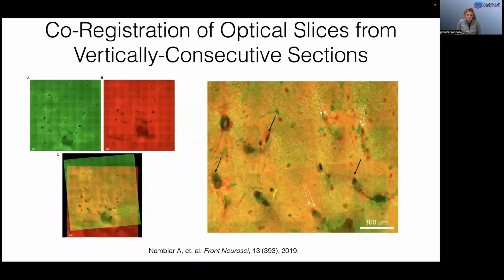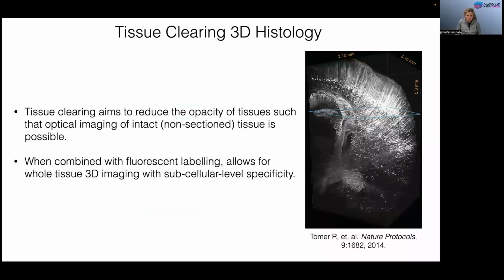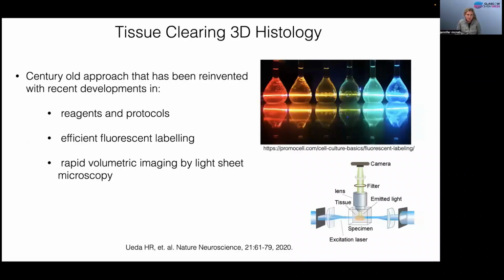For this reason, there's interest in performing histology on intact volumes of tissue. Tissue clearing aims to reduce the opacity of tissues such that optical imaging of intact tissue is possible. When combined with fluorescent labeling, it allows for whole brain 3D imaging with subcellular level specificity. Now, tissue clearing is a century-old approach that has been reinvented with recent developments in reagents and protocols, efficient fluorescent labeling, and rapid volumetric imaging by light sheet microscopy.